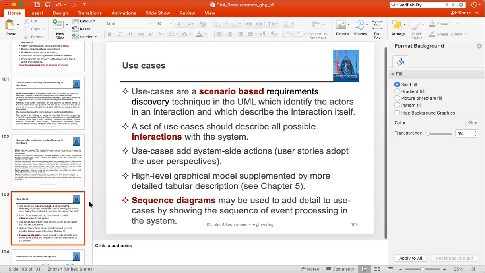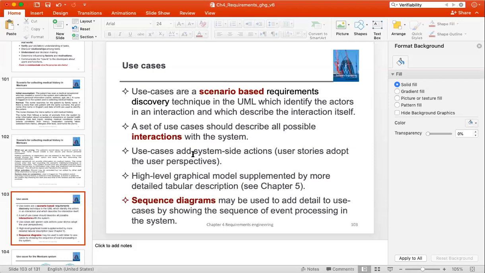Yeah, use cases are a bit different. I mean, they are scenario-based, and in the early days of using these tools, people used use cases and scenarios as being very, very close to formalisms. But actually, when we describe use cases, we say more about how the system is going to respond. So we talk about events from the users and events from the system side. Anyway, there are scenario-based requirement discovery techniques in UML, which identify the actors in interaction and which describe the interaction itself.